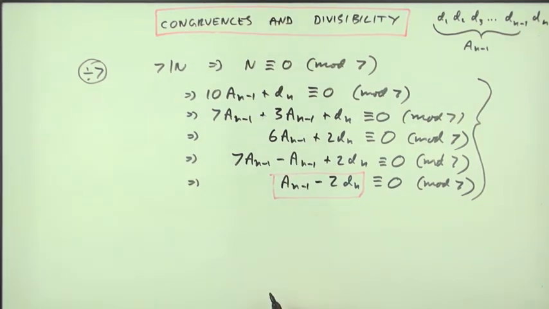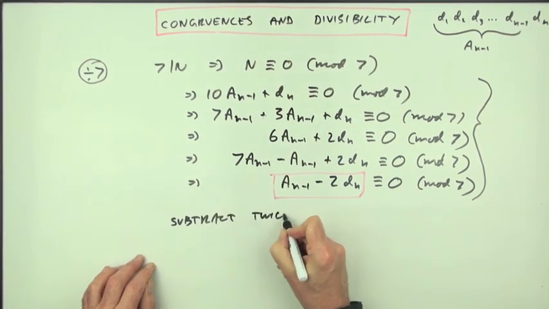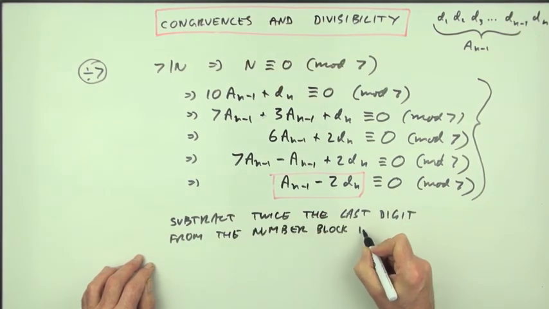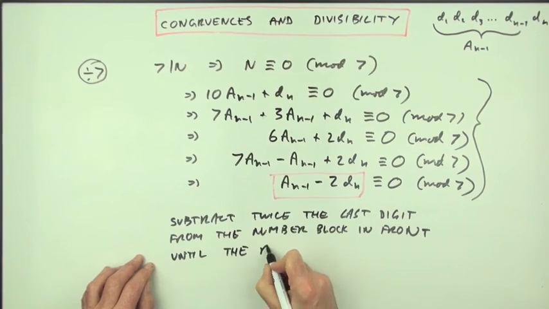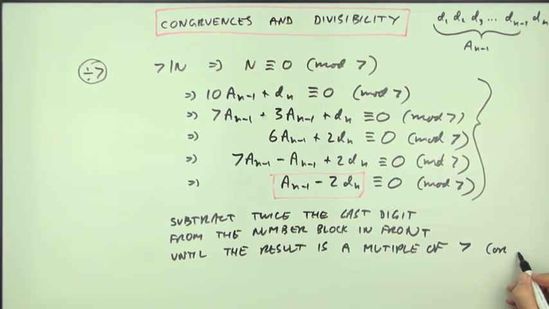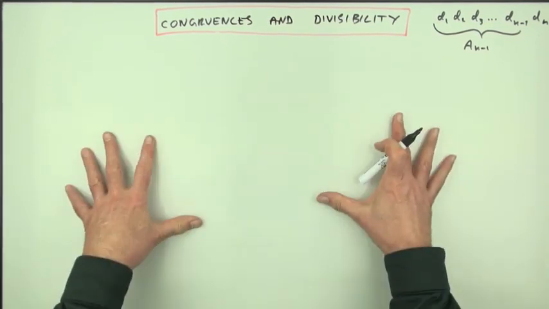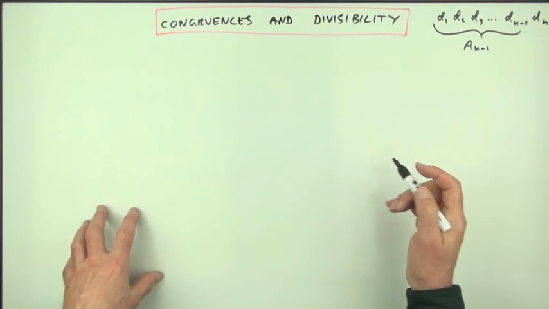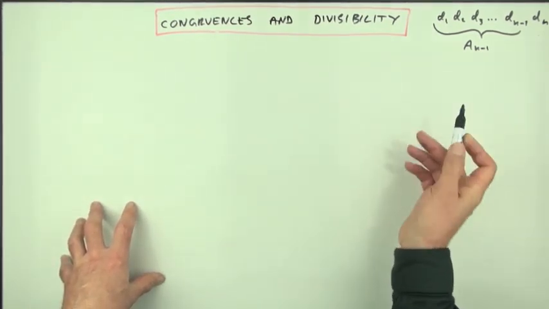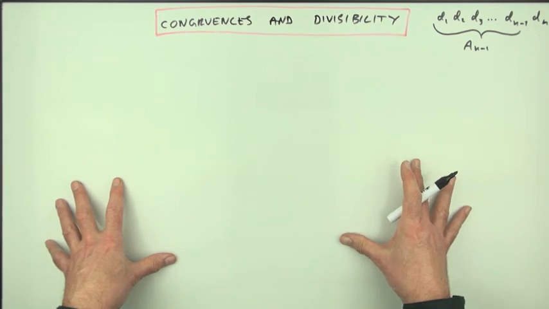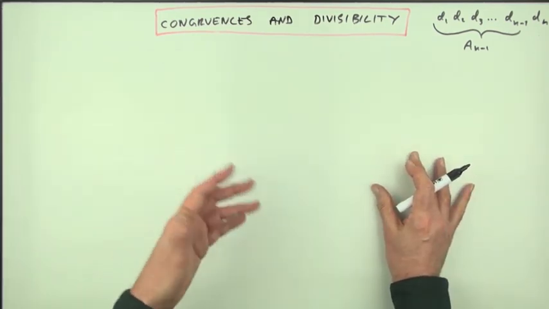So what's the rule for divide by 7? Subtract twice the last digit from the number block in front. I should have said repeatedly until the result is a recognisable multiple of 7, or not. So there is a rule for divide by 7, which might be useful in certain situations depending on the configuration of the digits. But is it worth it in general? Would it be faster than just dividing by 7?